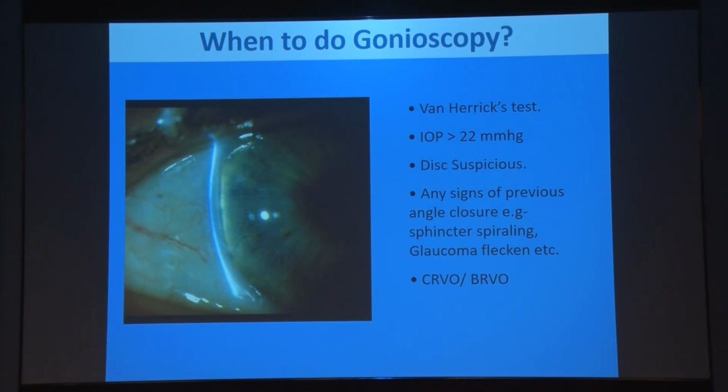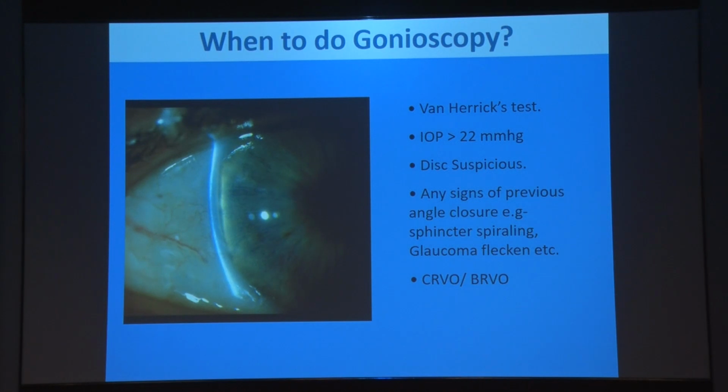You start with the Van Herick's test, but let me tell you this. If the Van Herick shows you a narrow angle, you definitely have a narrow angle. But if the Van Herick shows you a not so narrow angle, you still might have a narrow angle. So you cannot actually override gonioscopy. You have to do gonioscopy.